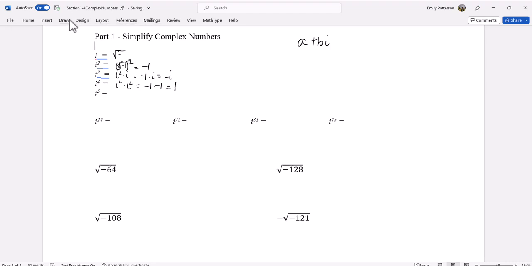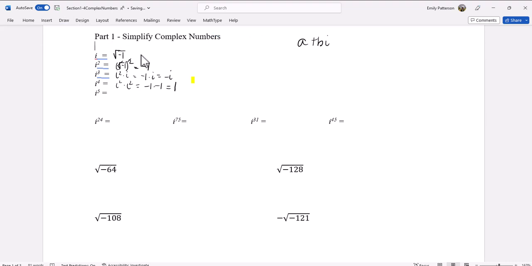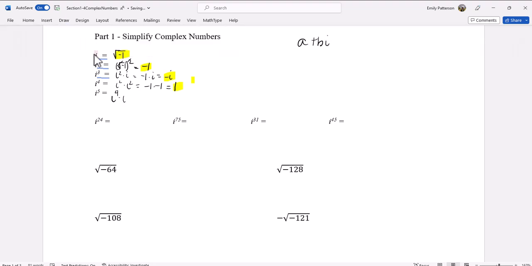And what we're going to find is we actually cycle through these four items. We have i, -1, -i, 1. Because if we look at i to the fifth, i to the fifth is simply the same as i to the fourth multiplied by i. Well, i to the fourth is 1, and i is just i, so i to the fifth is the same as i to the first.